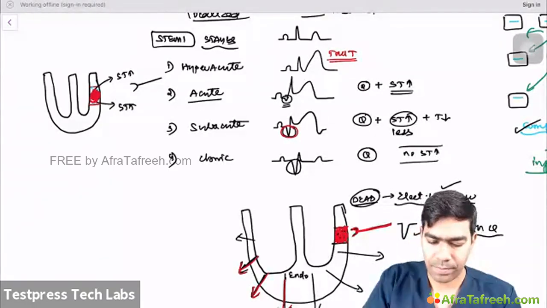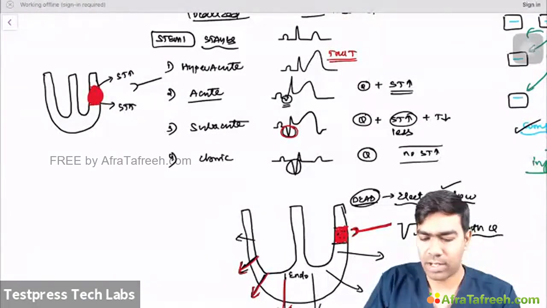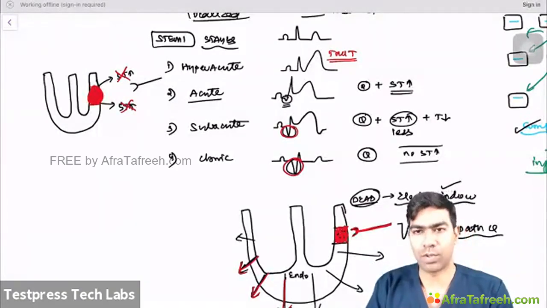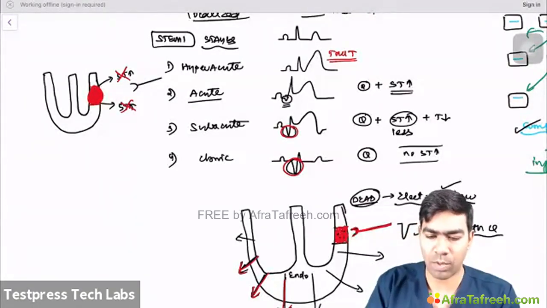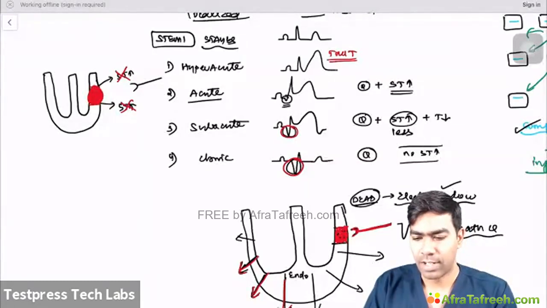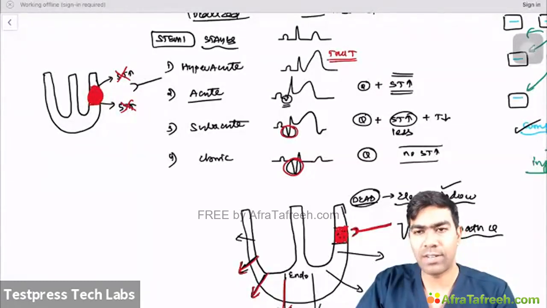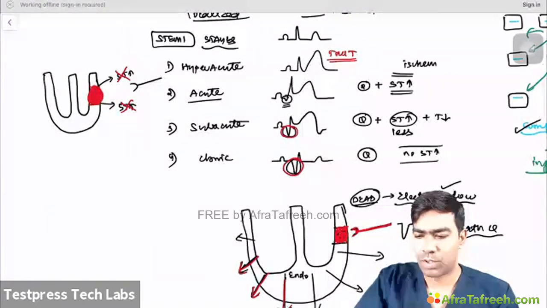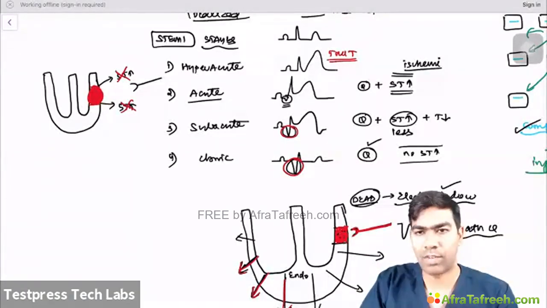Now, if the infarct becomes complete, now the entire myocardium is dead. Now you don't really get an ST elevation. You're going to get only the pathological Q wave, because there is no injury current from now on, if the entire myocardium in that area is dead. So that is the reason why whenever you have an ST elevation, it's usually a sign of myocardial ischemia. Once the ST elevation is lost and Q waves are formed, it's a sign of a dead myocardium.